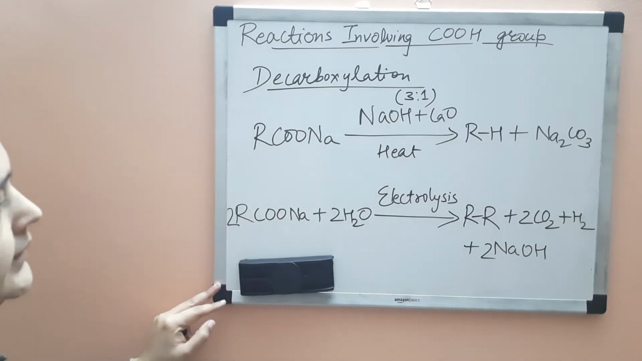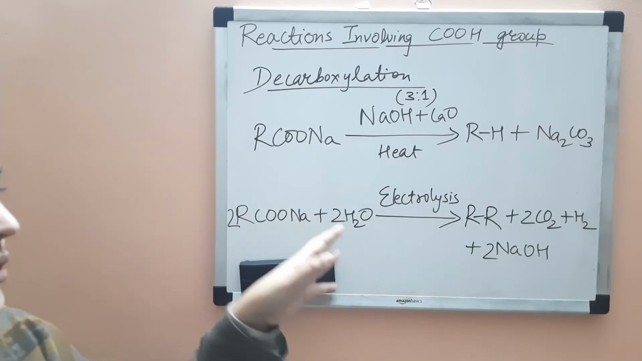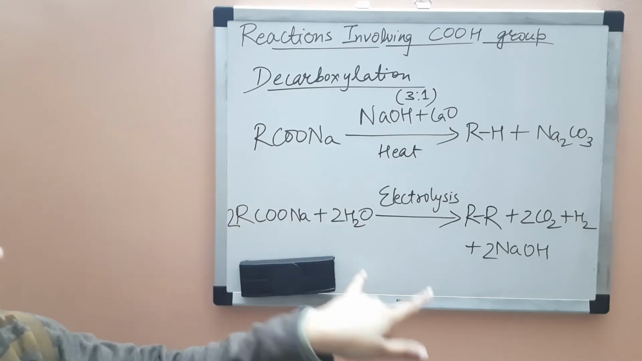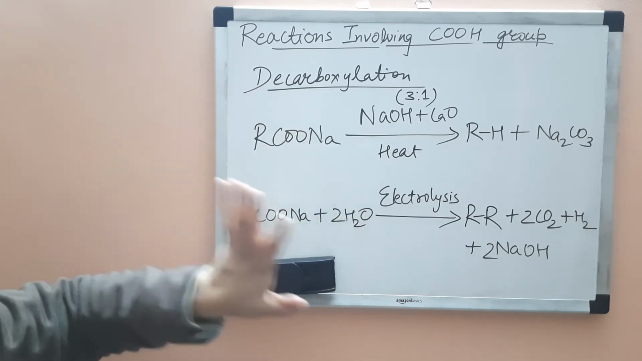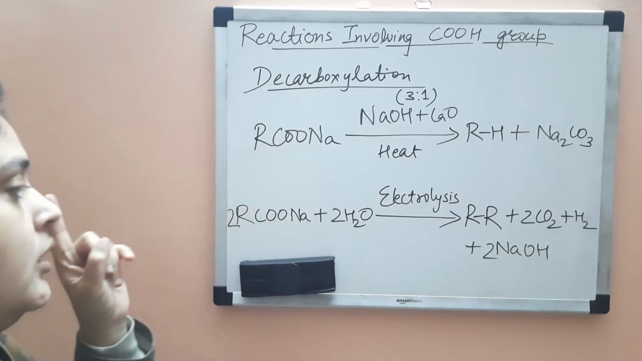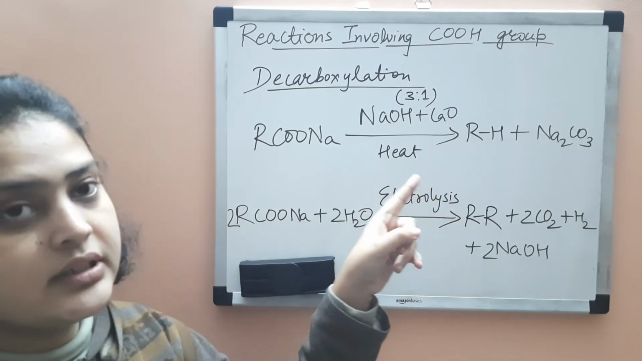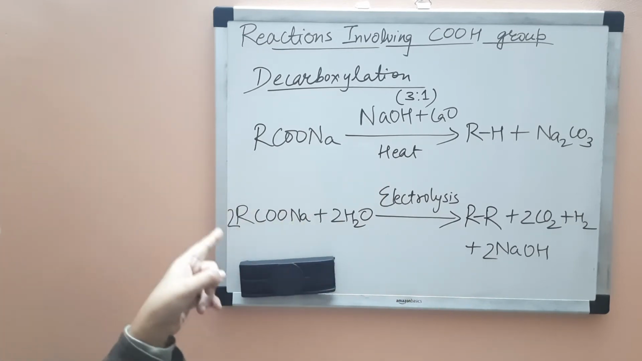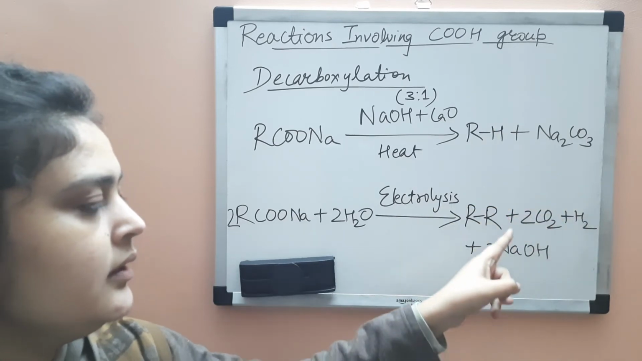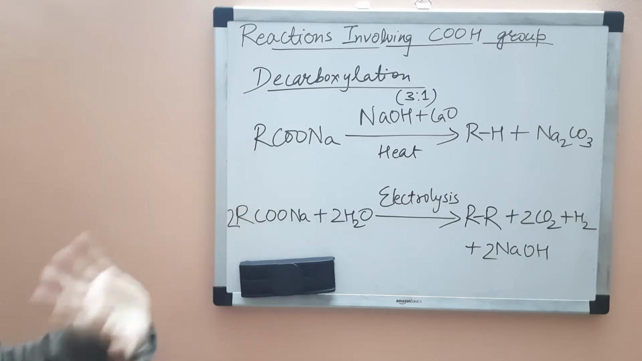So this is the Kolbe electrolysis reaction, right? So this is also a name reaction, and here also the CO2 is removed. That is why it is known as decarboxylation reaction, in which aqueous solution of your salt of carboxylic acid is electrolyzed and you get alkane, in which there is double the number of carbon atoms as present in the reactant, and CO2 is removed, hydrogen is removed, and another byproduct is sodium hydroxide. So these were decarboxylation reactions.